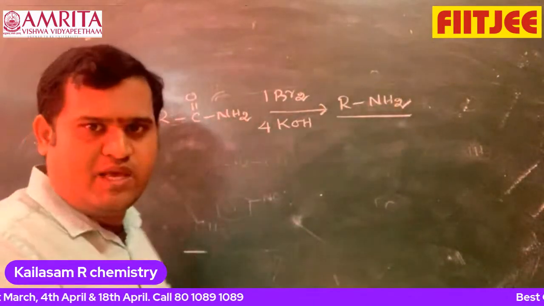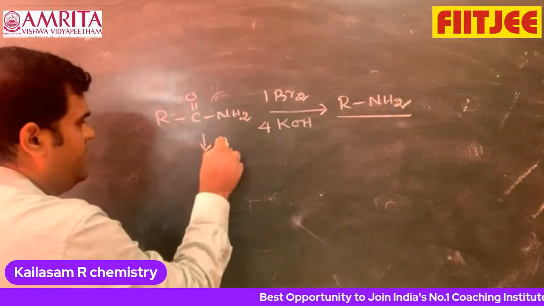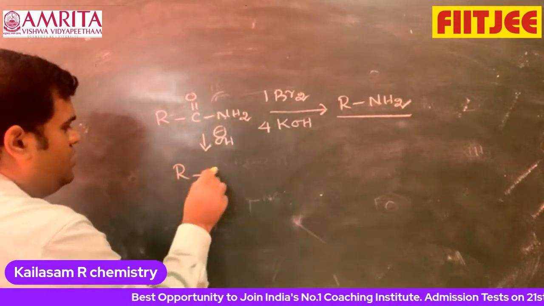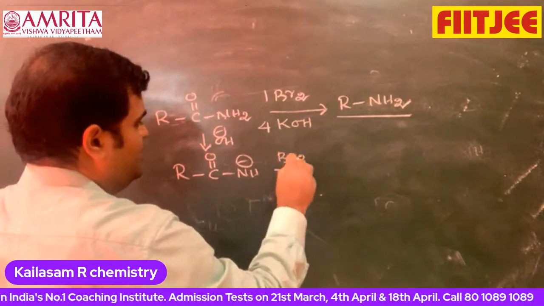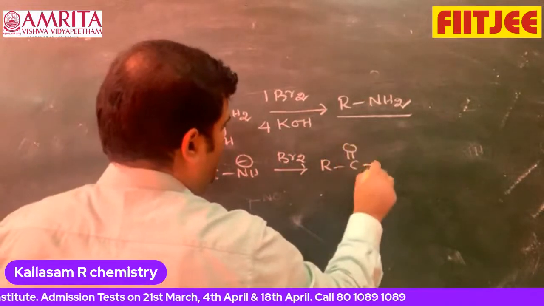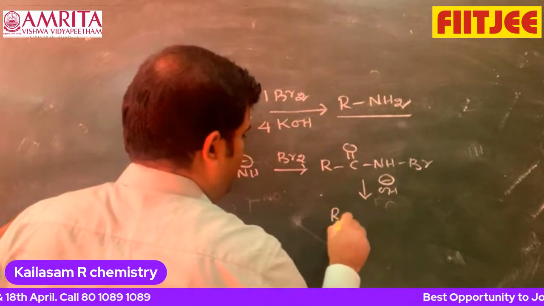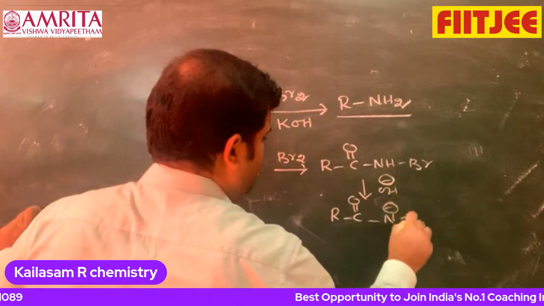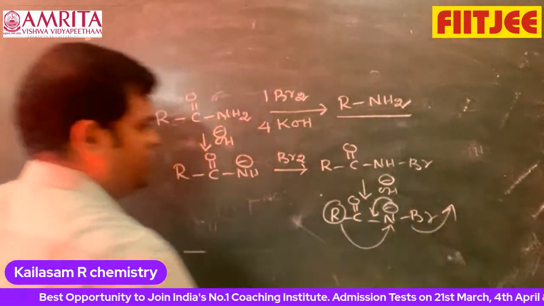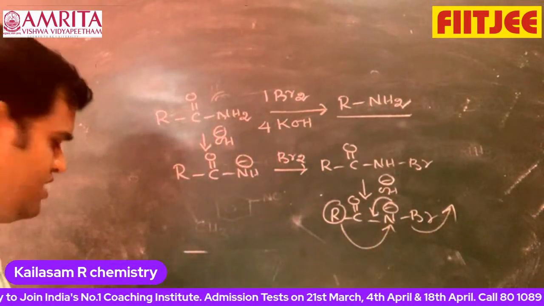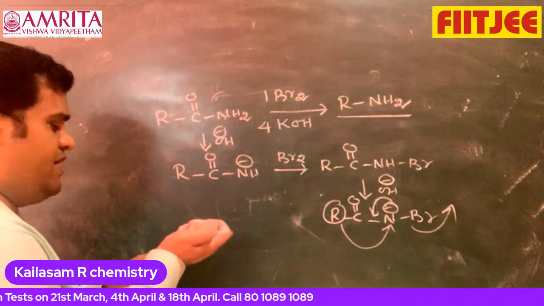In this reaction, there is an intermediate called alkyl isocyanate. Look at the mechanism. Base abstracts the proton, giving RC double bond O, NH minus. Br2 reacts, and we get RC double bond O, NH, Br. Using base again, base reacts to give RC double bond O, N minus Br. Now this migration is taking place. So what is going to be produced here? Alkyl isocyanate is produced, which is the intermediate formed.